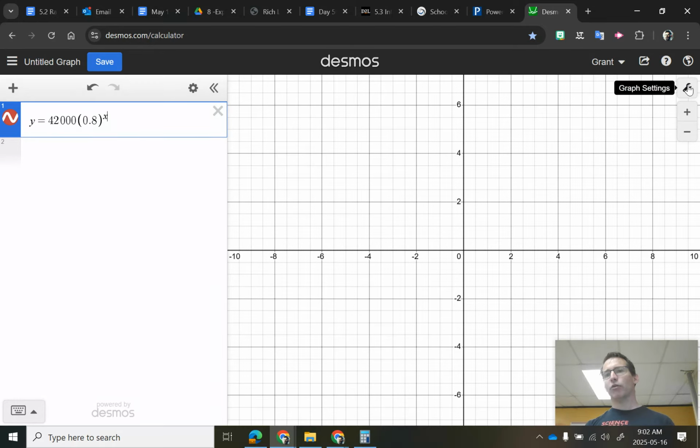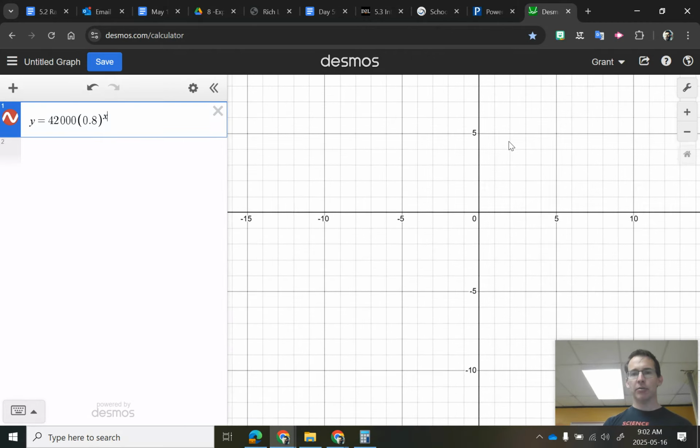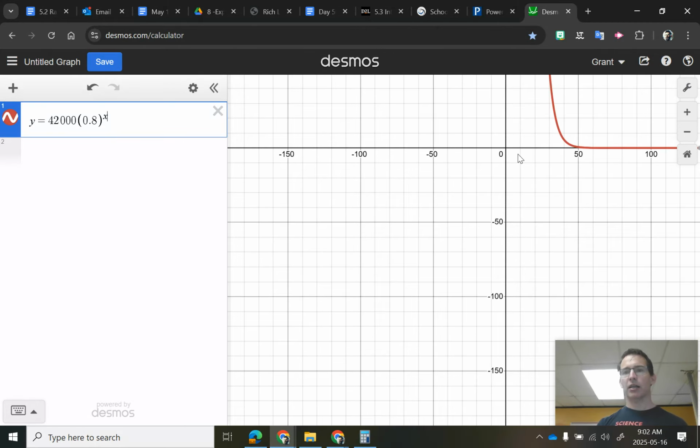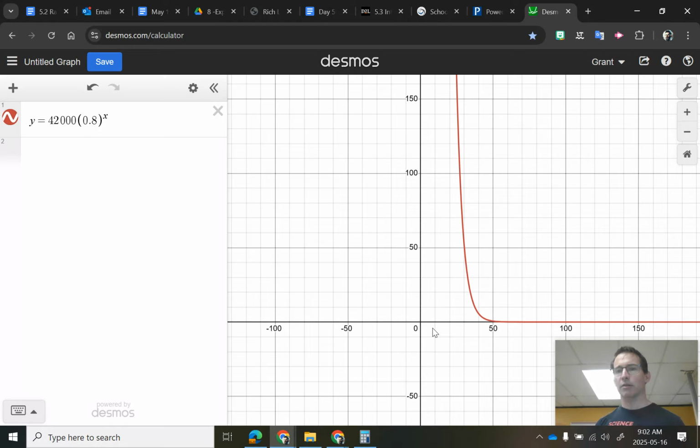So I go in here to graph settings. Here is not the right way to find your function. I'm just going to zoom out until I find it. There it is. Is that really showing me this function? Am I really seeing what it looks like? Not really. I'm also looking at 150 years there.